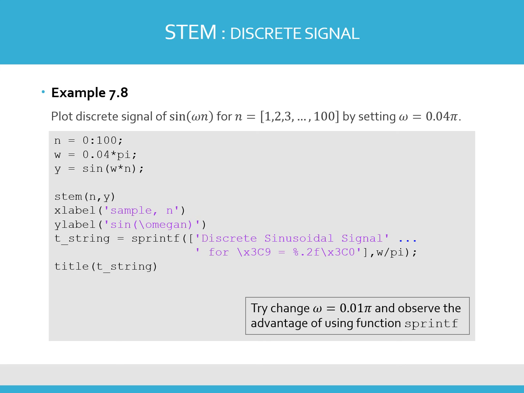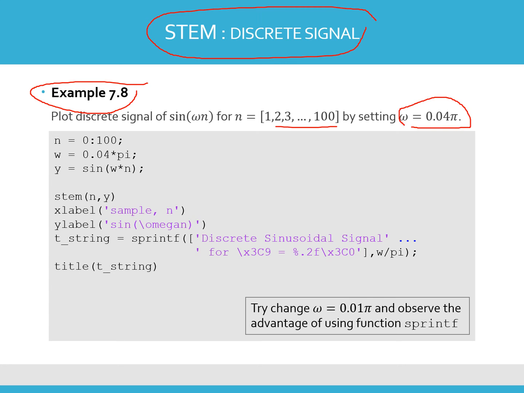So you start with the discrete signal. This is the example. Try it. Example 7.8. So you have to plot a discrete signal: sine wn, n is equal to this one, and w is equal to this one. So of course you place the constant inside here, and the variable here, and then you plot using stem. n is the x-axis, y is the y-axis, and of course you have to label it. This one also I already showed you how to label.